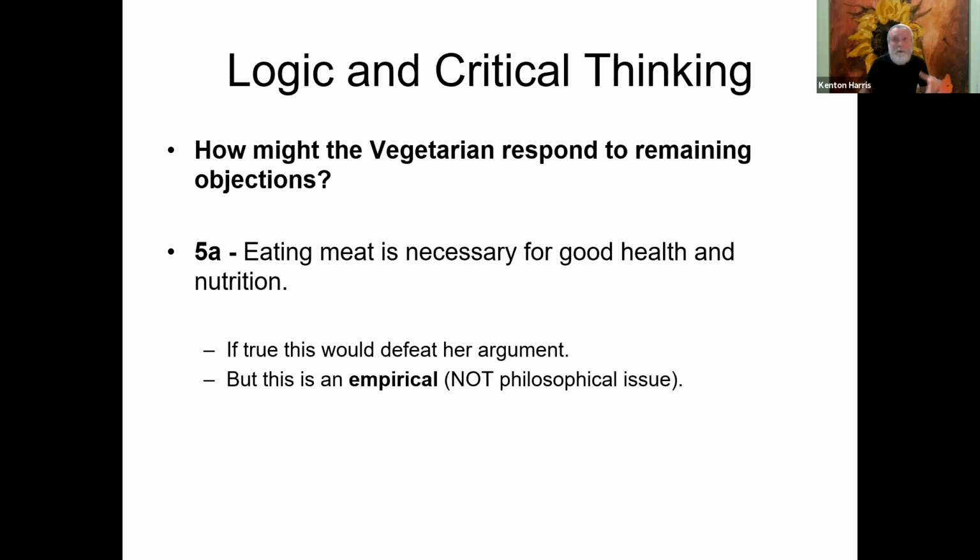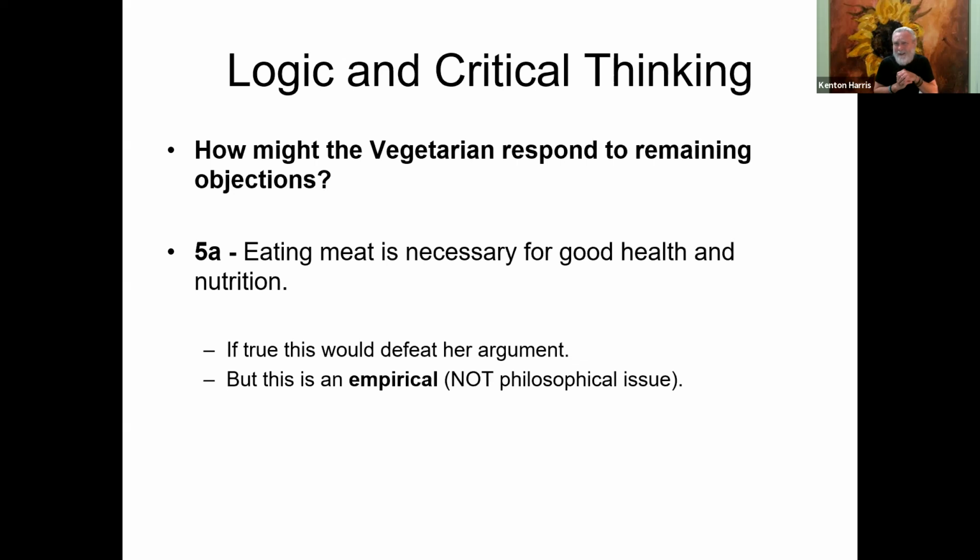And we would do empirical research to determine whether the consumption of meat and animal protein is necessary for good health and human nutrition. Again, this is why philosophers need to have friends. Even when doing ethics, they need to have friends in the science departments and history, et cetera, right? Because we need to establish the truth of certain claims, sometimes empirical claims. And this is one such empirical claim.